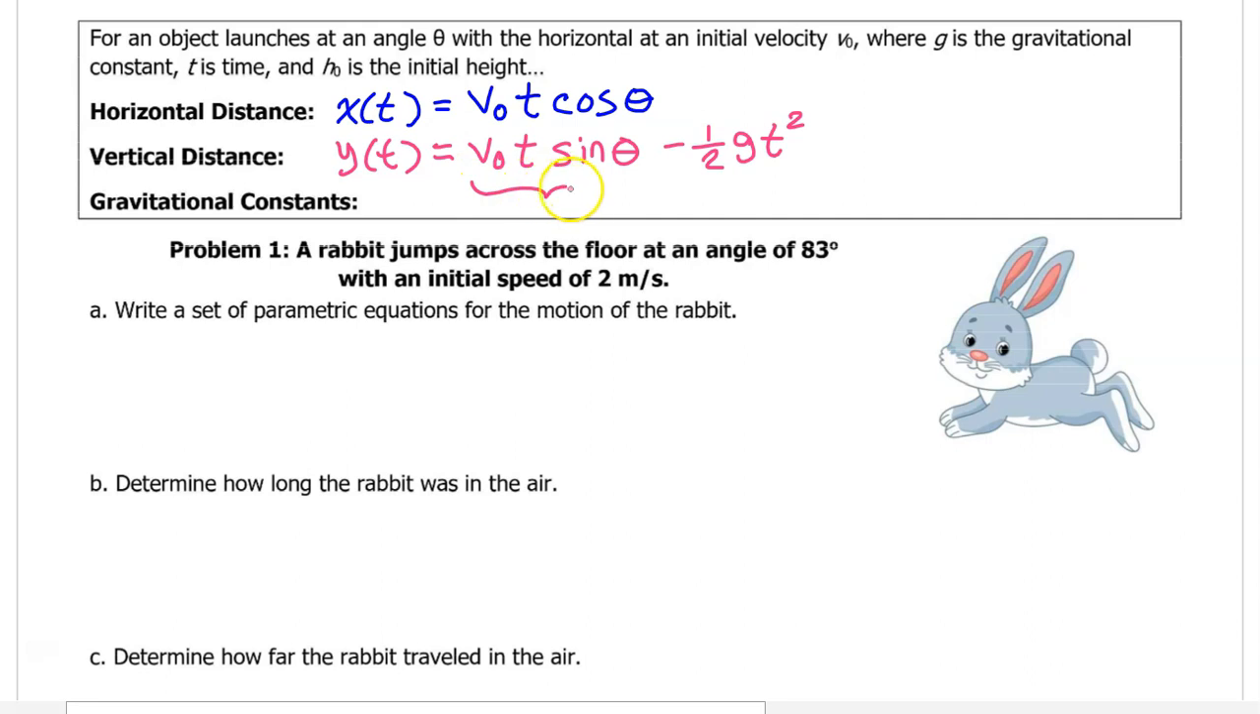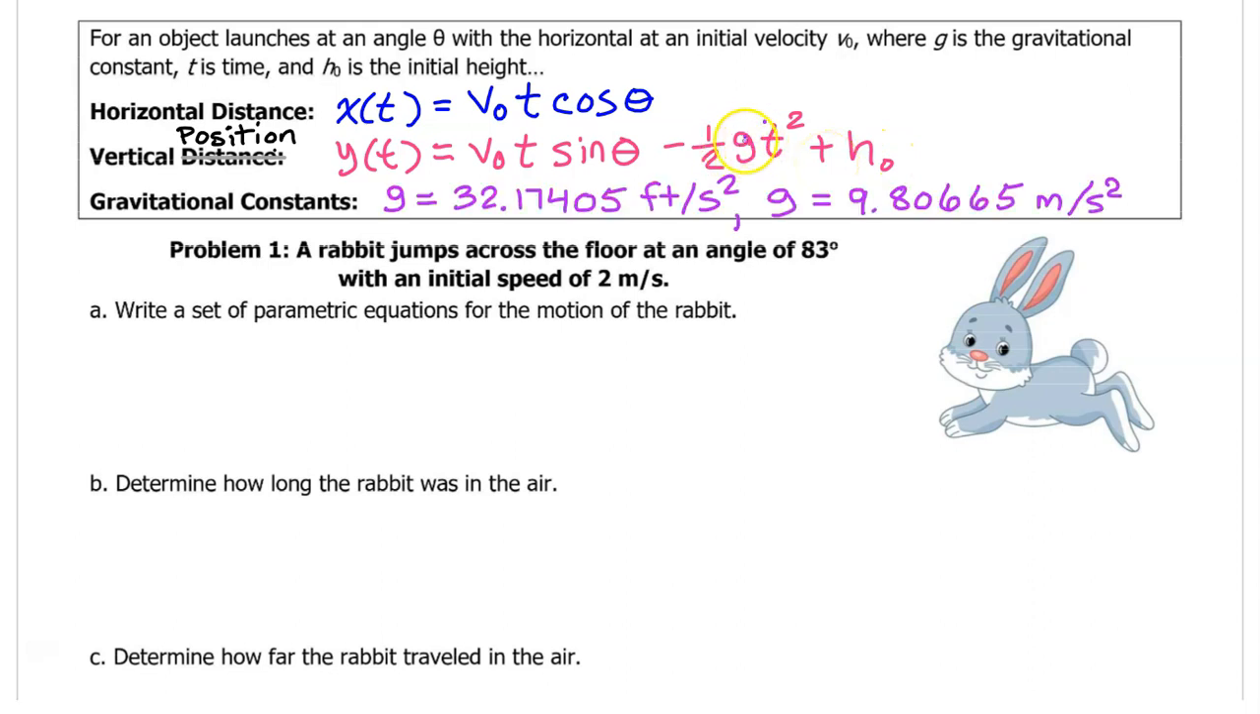The first term represents the vertical distance traveled by the object if there was no gravity. However, because there is gravity, we have to subtract the distance that the object would fall if it were simply dropped. If you want the vertical position of the object as opposed to the vertical distance traveled, you must add on the initial height h0. The vertical position formula includes this constant g, which is the acceleration due to gravity.